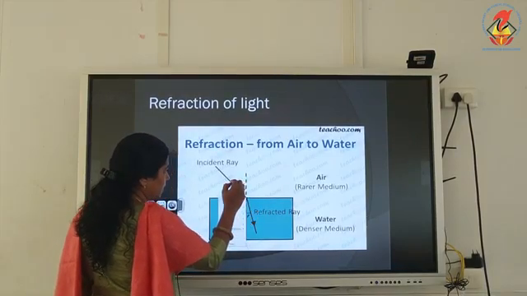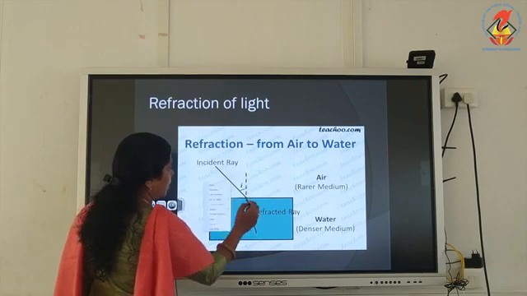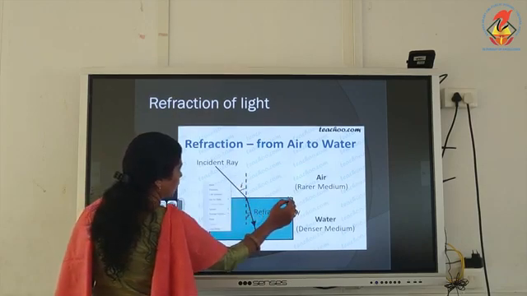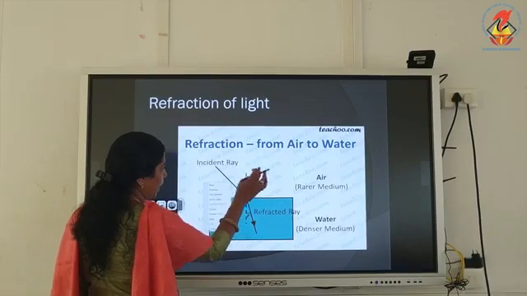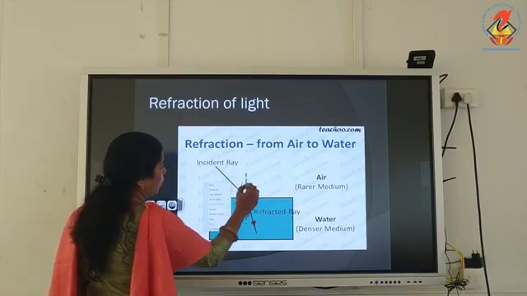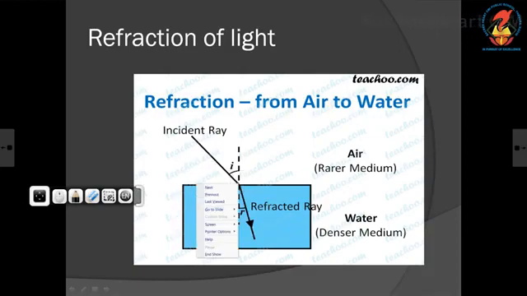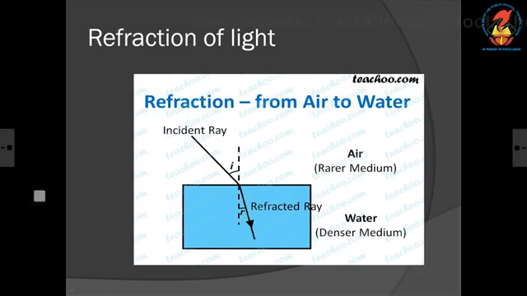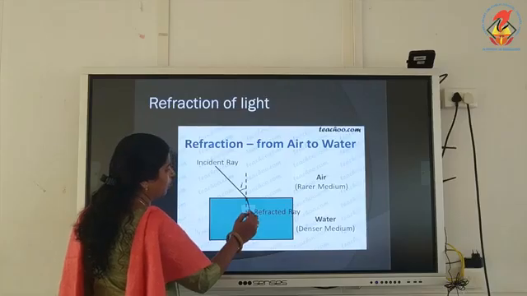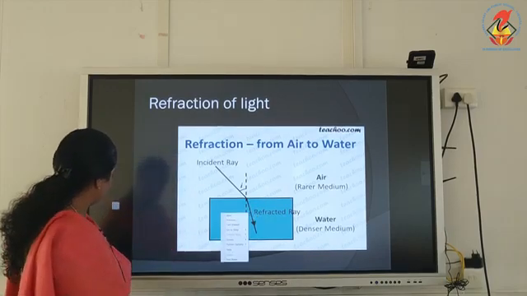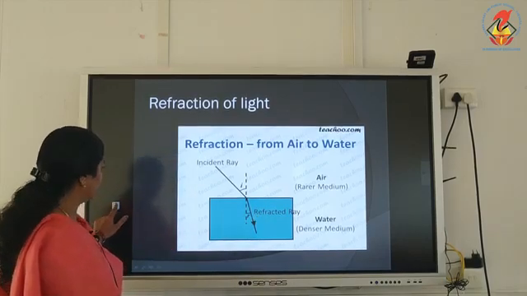This one is the incident ray. This one is the surface separating two media, air and water. Now, if you draw a line normal at this point of incidence, the angle between the incident ray and this normal is the angle of incidence. The angle between the refracted ray and the normal is the angle of refraction.